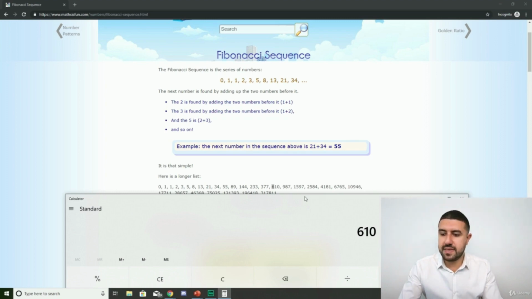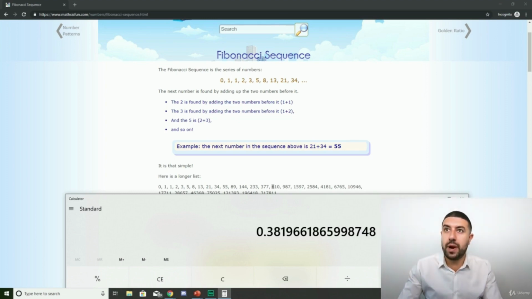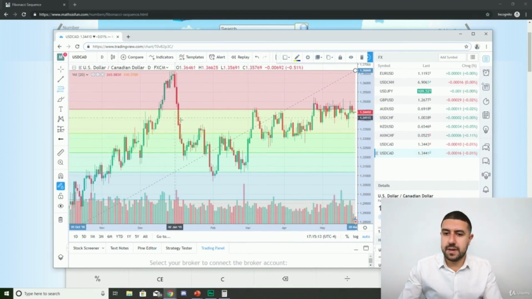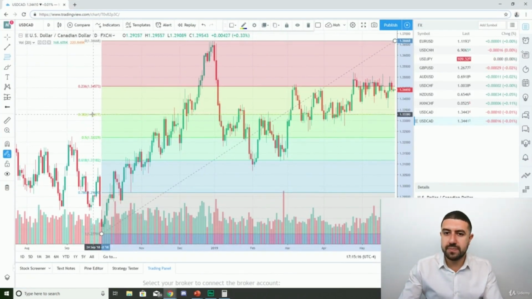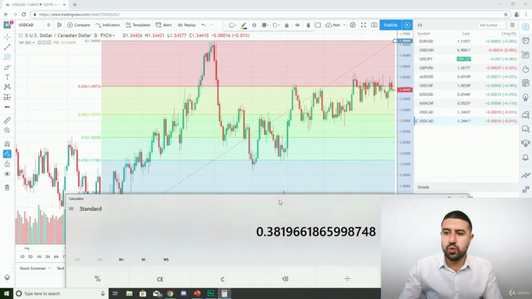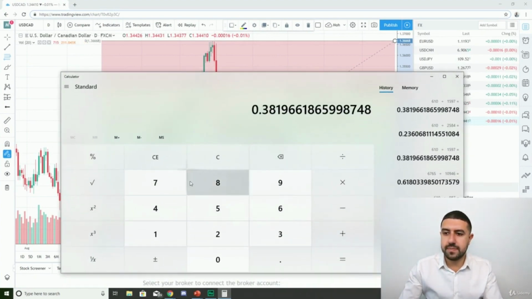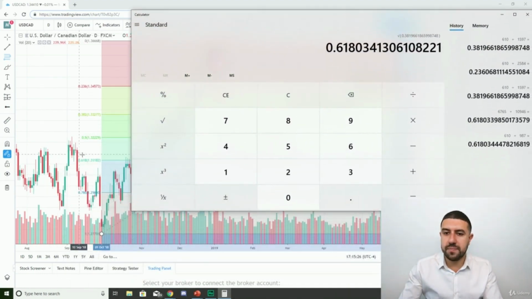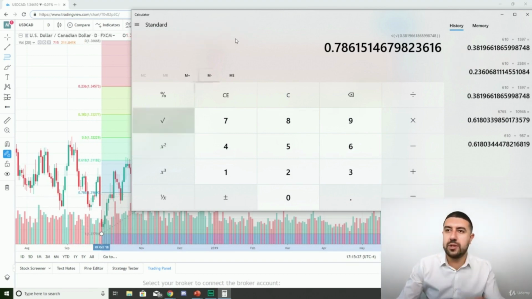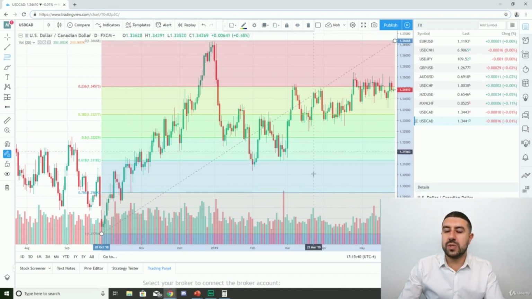And you can actually play around with this. There are some really nice mathematical properties. Let's say you go 610 divided by 1597, and we get back 0.381, which again is this one here, right? Well, look at this. If I do the square root of this number, guess what I'm going to get? I'm going to get 0.618, so I'll get this one here. Now, if I do the square root of that one, I get 78.6, which is this one here. So there are some very nice mathematical properties with this sequence.